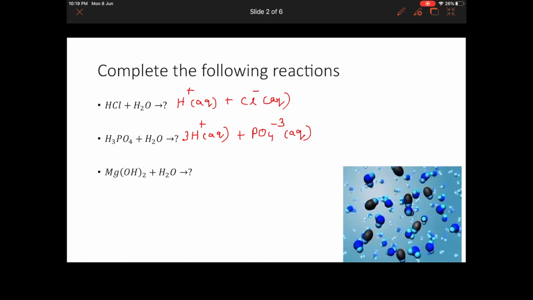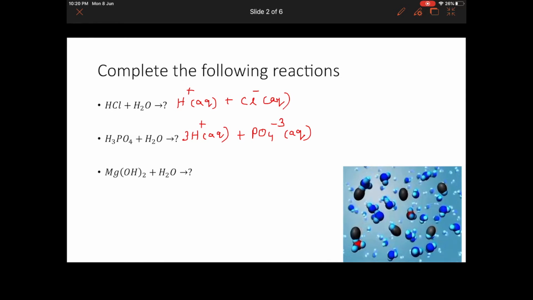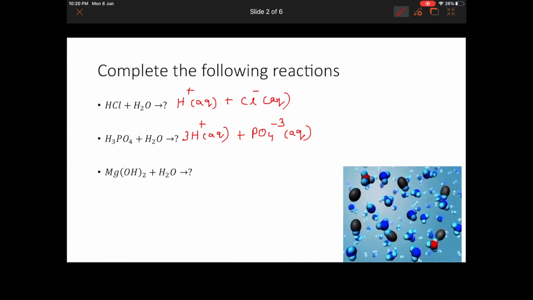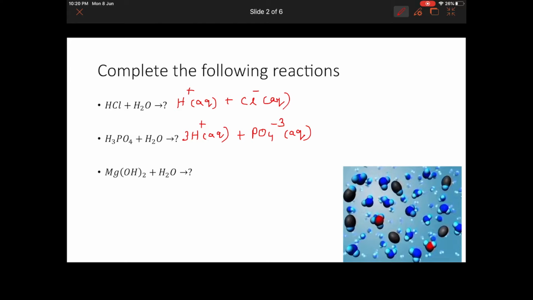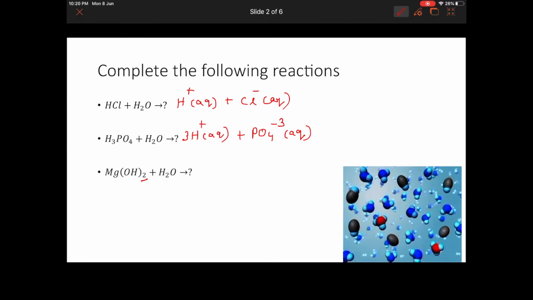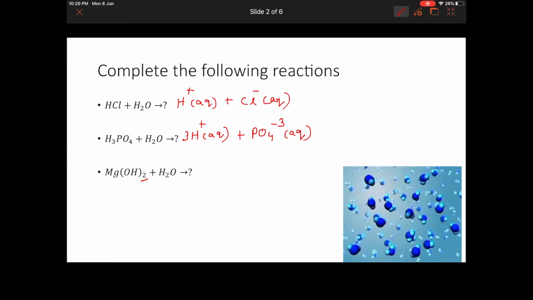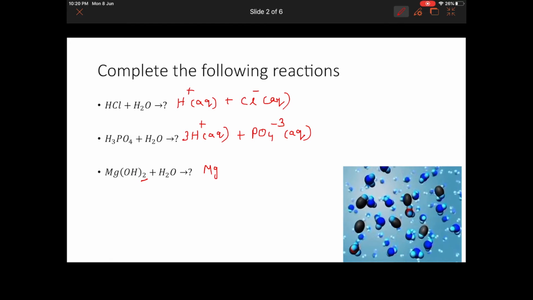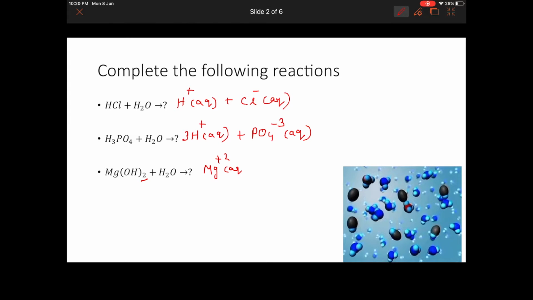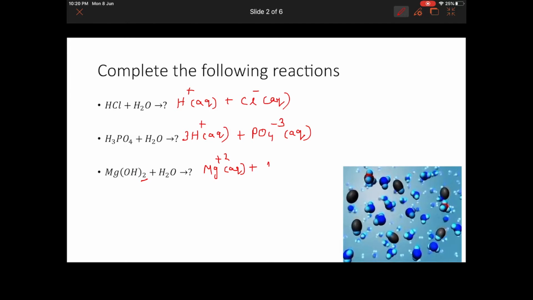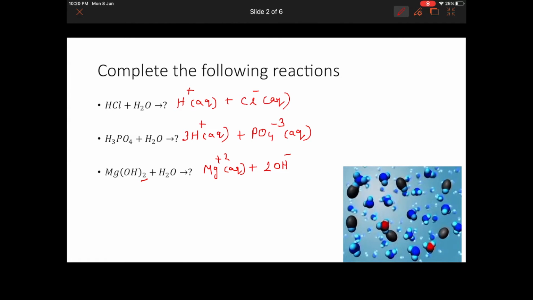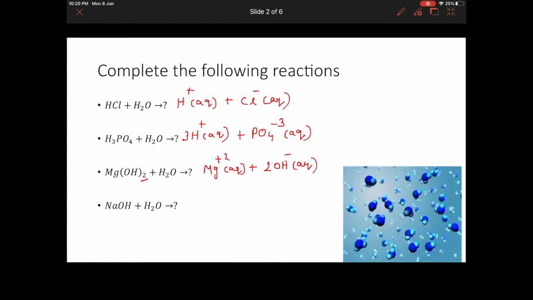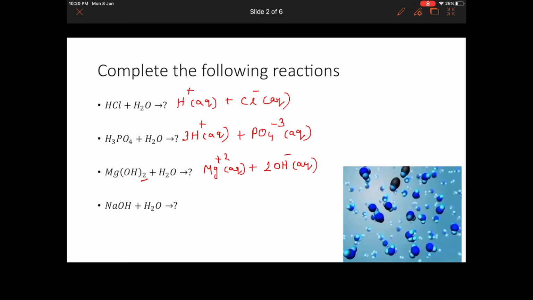Let us look at another reaction. Now for a base, what if I dissolve Mg(OH)2 in water? In this you can see that Mg(OH)2 has 2 moles of OH. Therefore when it will be dissolved in water, it will give us 2 moles of OH-. So I'm going to write this as Mg2+ aqueous, and along with this it is going to give me 2 OH- aqueous. Now you may try to complete this equation on your own.